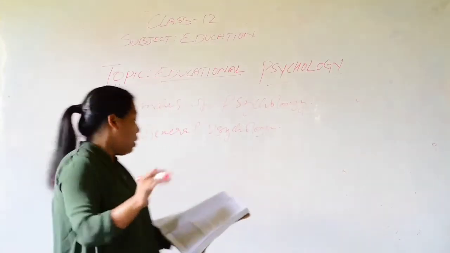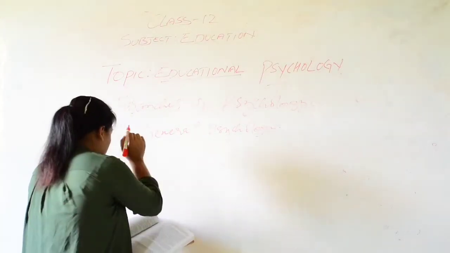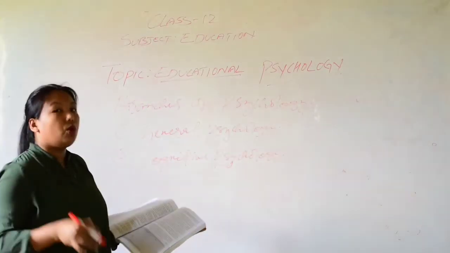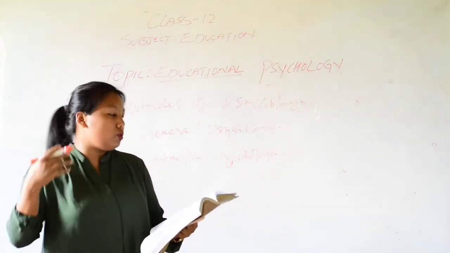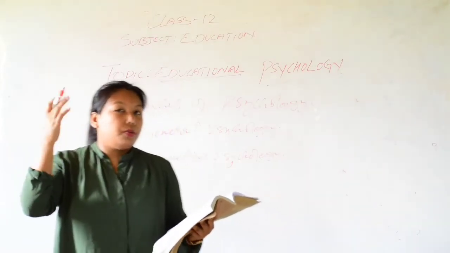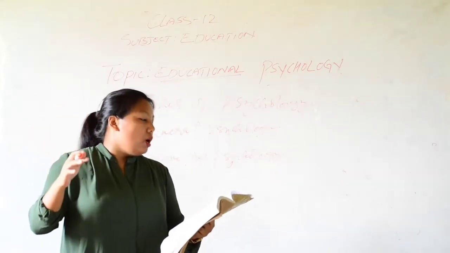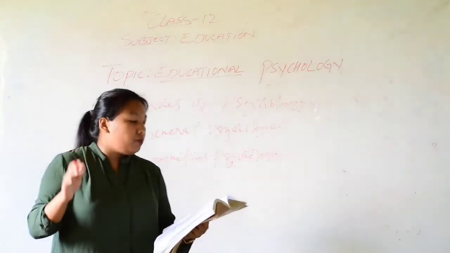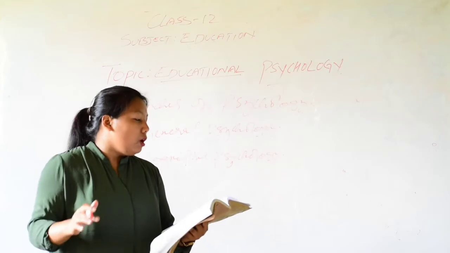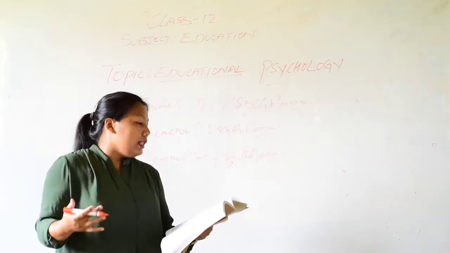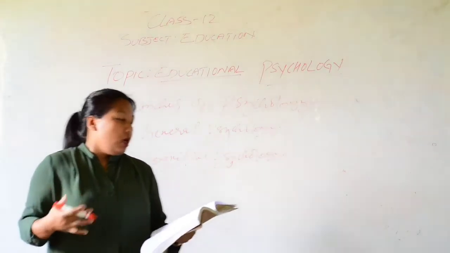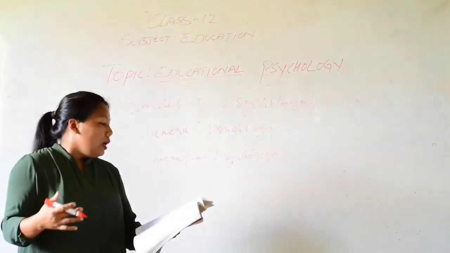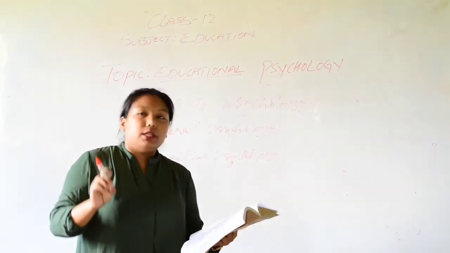Okay, the second branch is cognitive psychology. Cognitive psychology, you already know what is cognitive. Cognitive refers to our brain, our mind, our mental process. Cognitive psychology investigates mental processes and products of the growth and development of cognitive abilities and capacities of human beings. So, cognitive development deals with the growth and development of cognitive abilities and capacities of human beings.